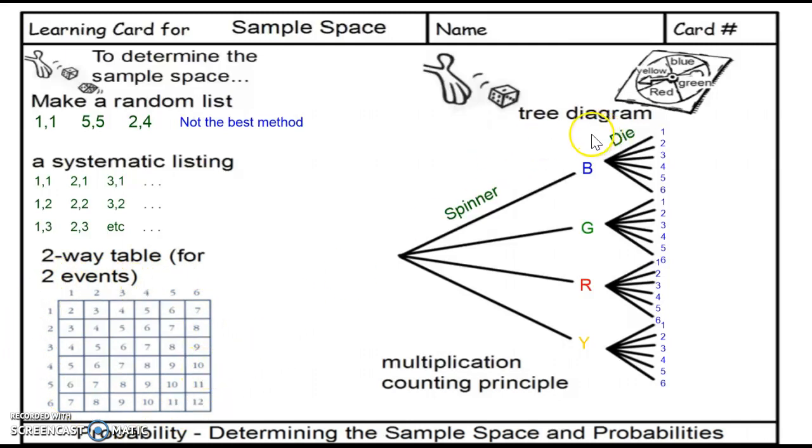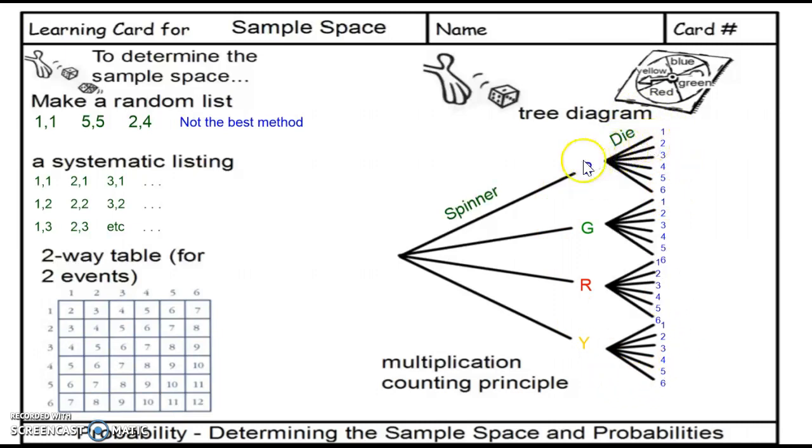Well, let's move to a different example. Let's say we were rolling a die and we were spinning a spinner that had colors listed on it. Well, in that case, since we have 2 events that are different events, we could use a tree diagram like we have here. So for the first branches of the tree, we have our spinner. We would spin a blue, a green, a red, or a yellow. And then for the die, we could roll a 1, 2, 3, 4, 5, or 6. So this is a list of all the different outcomes.